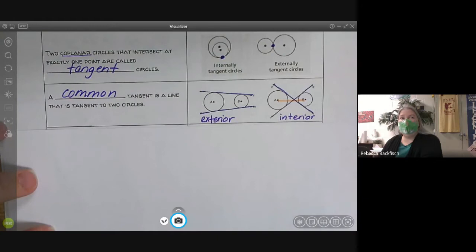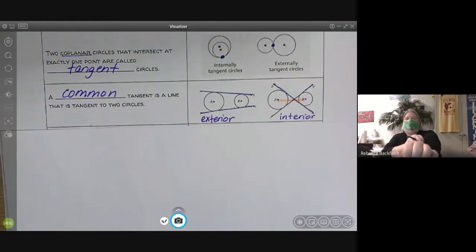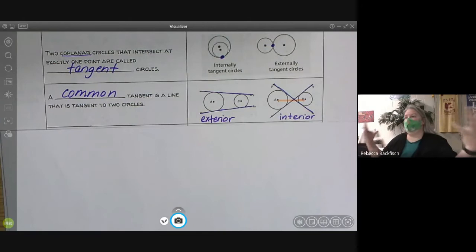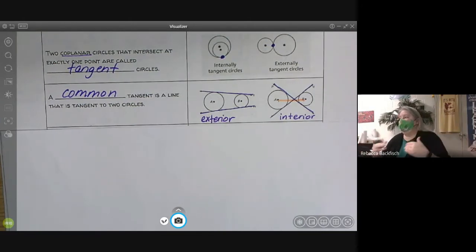Now the next two, in my opinion, on that particular notes page yesterday, it was a little bit of an oversight that we didn't talk about point of tangency yesterday, but I'm sure it's pretty much exactly what you would expect it to be. If tangents is about having one point in common, then the point of tangency is that one point we have in common.